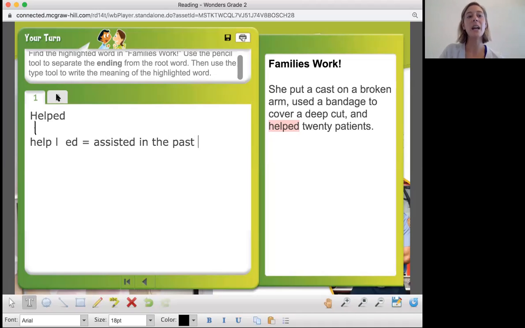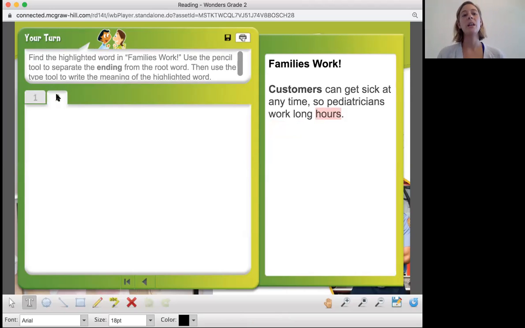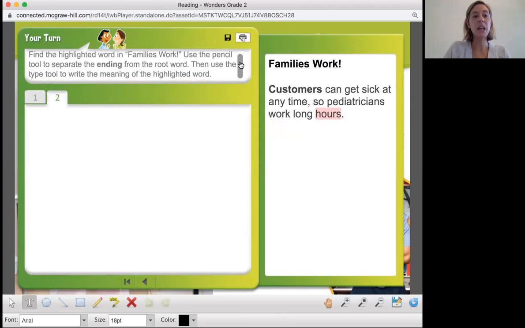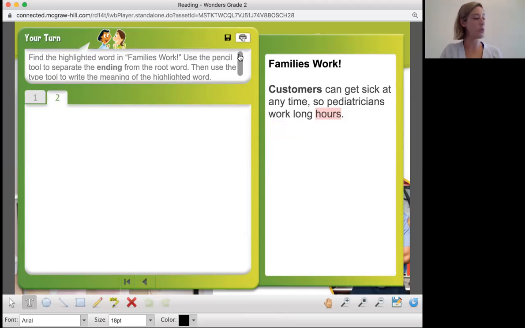All right, let's move on to the second one. You guys are going to do this one by yourself, because I know you can do it. We've done a lot of work with root words and we've done a lot of work with inflectional endings, so I know this is going to be a breeze for you. Same directions. Find the highlighted word in family's work. Use the pencil tool to separate the ending from the root word. Then use the type tool to write the meaning of the highlighted word. Our sentence says, customers can get sick at any time, so pediatricians work long hours. What is that highlighted word that we're trying to separate the root word from the inflectional ending?